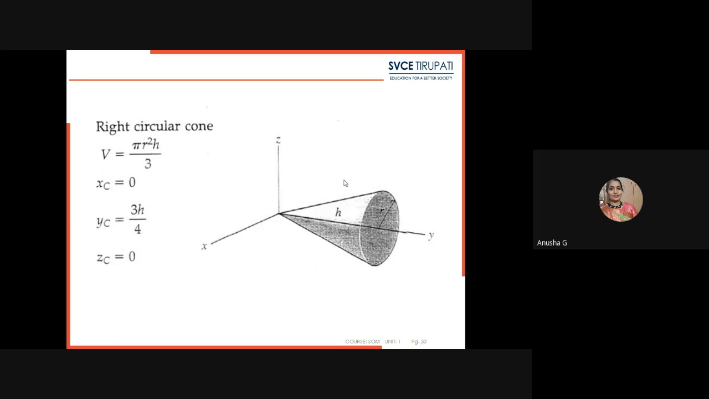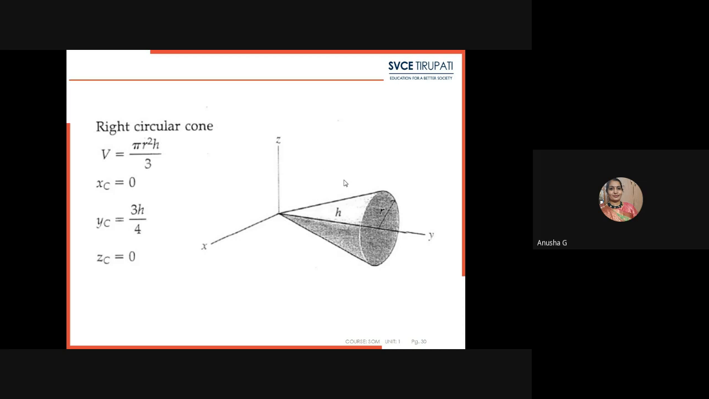Similarly, you can see a right circular cone. If you are taking a cone shaped pyramid, you have to calculate the volume of that pyramid. How will you calculate the volume? What is the radius of that shape? That is pi r square into h by 3, at what distance? At 1/3 distance. That's why the volume of the circular cone will be pi r square h by 3.